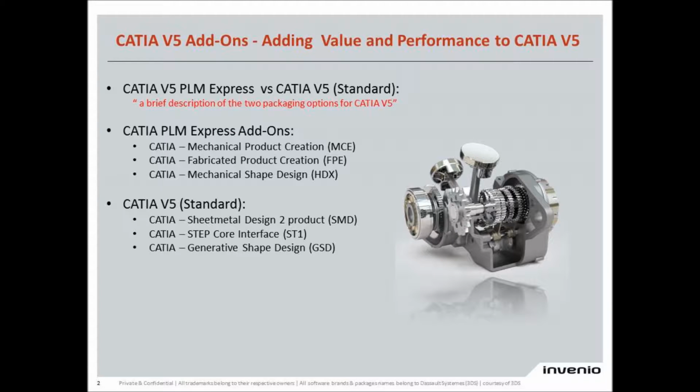names like MD2 or XM1, then you're using the standard packaging. If your licenses are CAT, MCE or EDE, then you're using the PLM Express packaging. PLM Express packaging usually offers better value for money and is the way that most of the people are buying CATIA 5 these days. This presentation is to show you some of the features offered in specially priced add-ons.